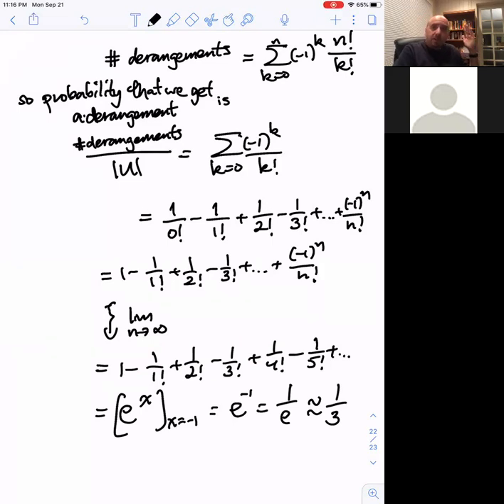So this probability of a derangement, it doesn't go to 0, doesn't go to 1. It goes to about a third, which is a little bit surprising. Okay, I'll let you ponder that.